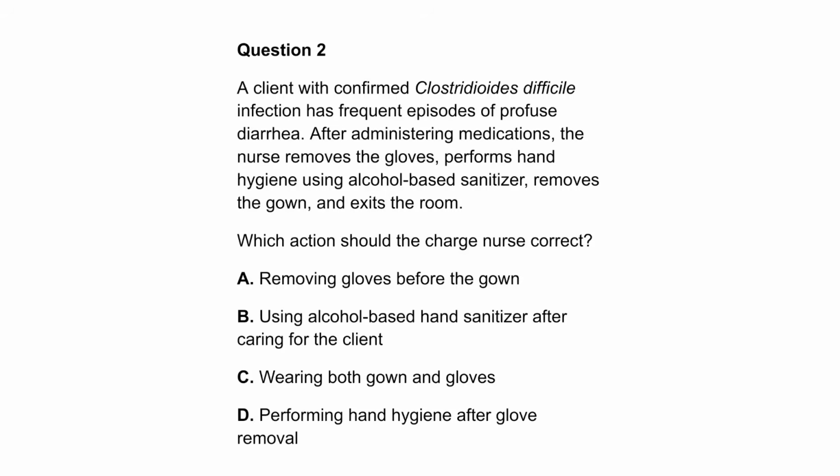Question 2. A client with confirmed Clostridioides difficile infection has frequent episodes of profuse diarrhea. After administering medications, the nurse removes the gloves, performs hand hygiene using alcohol-based sanitizer, removes the gown, and exits the room. Which action should the charge nurse correct? A. Removing gloves before the gown. B. Using alcohol-based hand sanitizer after caring for the client. C. Wearing both gown and gloves. D. Performing hand hygiene after glove removal.